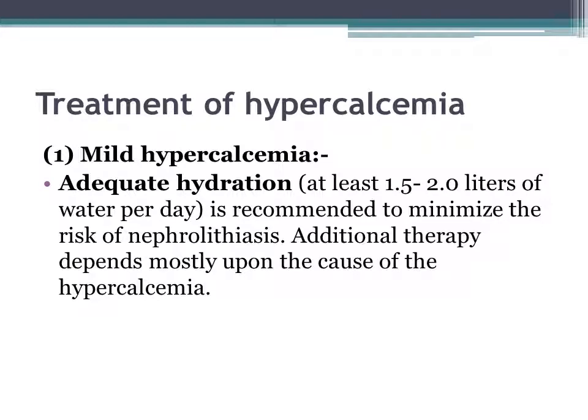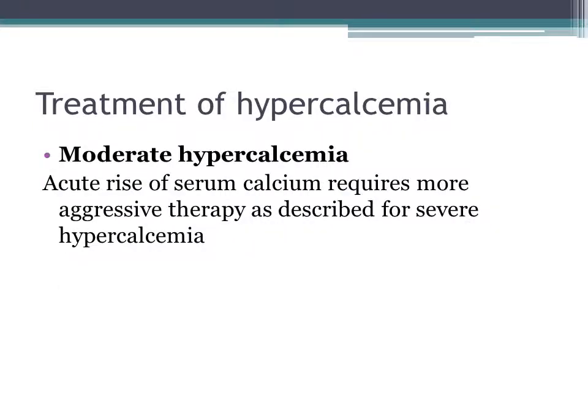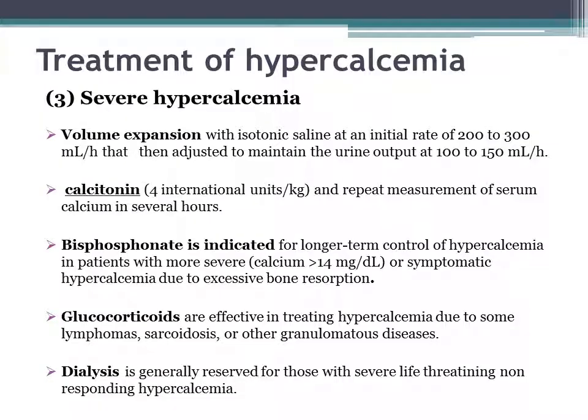Treatment of hypercalcemia, if it is mild, a possible solution is adequate hydration; at least 1.5 to 2 liters of water per day is recommended to minimize the risk of nephrolithiasis. Additional therapy depends mostly upon the cause and treatment of the cause. A moderate or acute rise of serum calcium requires more aggressive therapy as described for severe hypercalcemia.